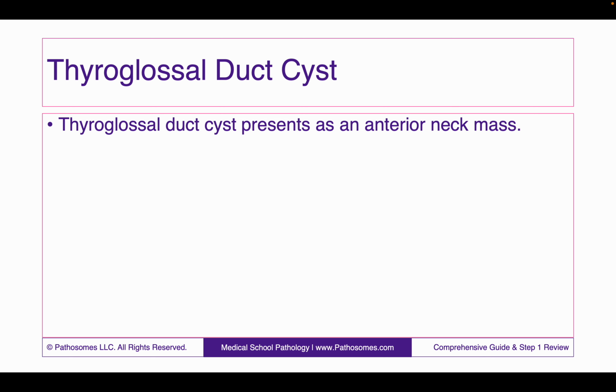And while we're talking about anterior neck mass, you should have some differential that you think of when you think of anterior neck mass, right? Not only a thyroglossal duct cyst, but some sort of thyroid malignancy, as well as a thymoma, a lymphoma, and teratoma, okay?